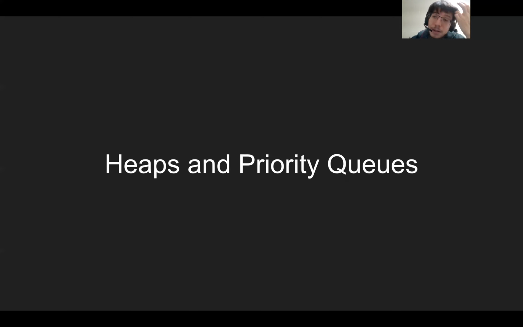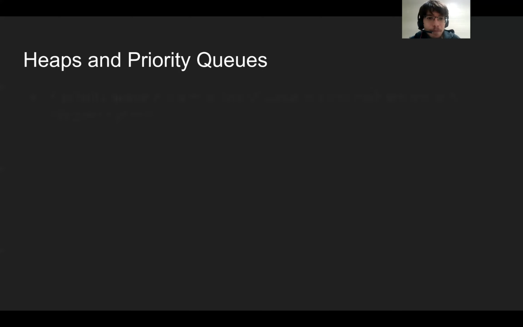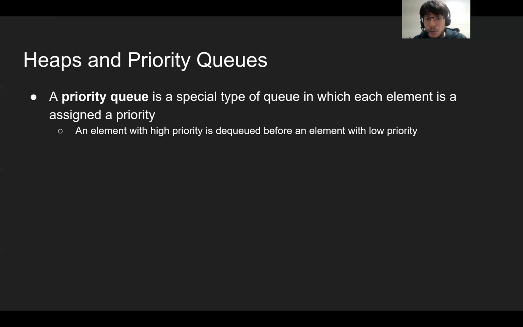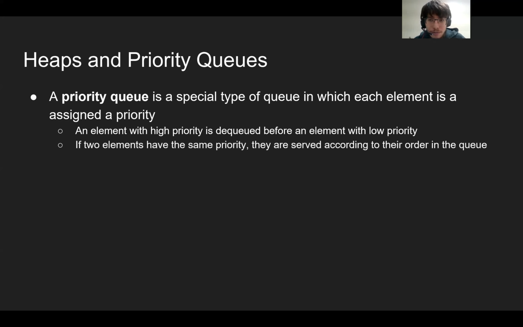So, okay, heaps and priority queues. A priority queue is a special type of queue in which each element is assigned a priority. An element with high priority is dequeued before an element with low priority. So we prioritize things with more priority. If two elements have the same priority, they're served according to their order in the queue. That's just a tiebreaker criterion.